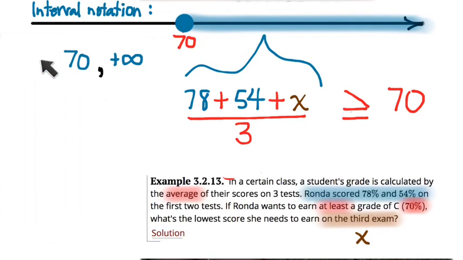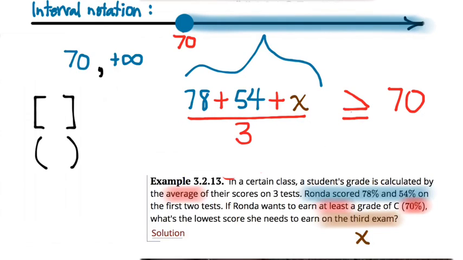So I just want a piece of notation here that reinforces this closed circle that we drew at the number 70. Does anyone know what the piece of notation is that we use next to the 70 to indicate that it's included in this interval? Yeah, it's either a bracket, a square bracket, or it's a parentheses. Right? So those are our two options.